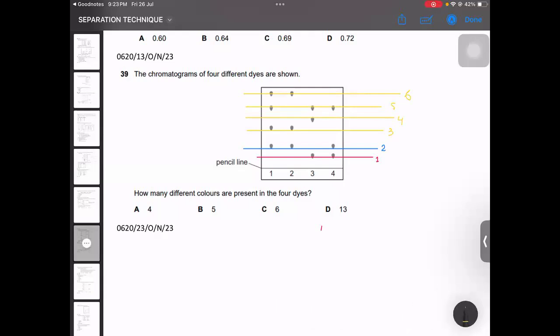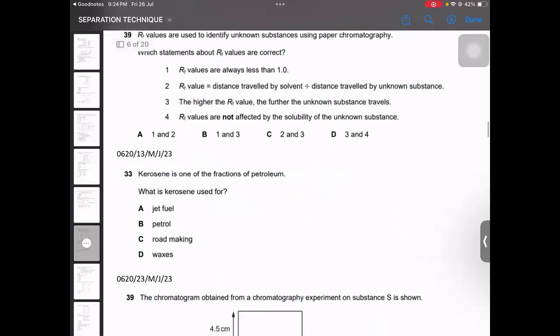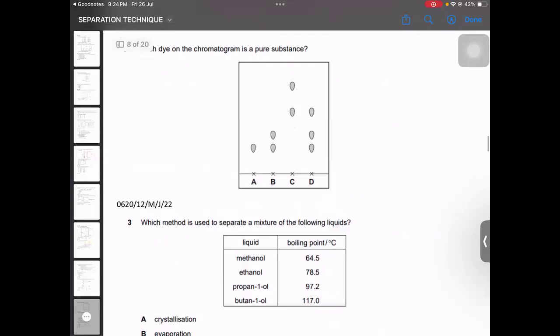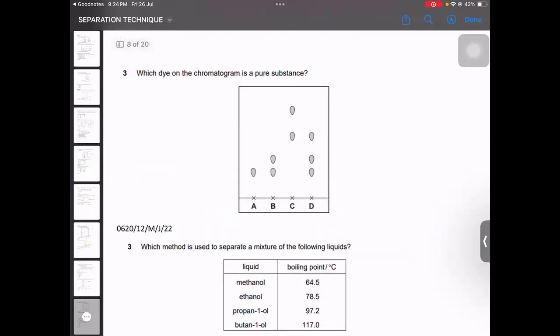Basically, you have to draw the line so that you have an idea whether the spots have the same RF values or not. Otherwise you would be confused about how many colors there are in this particular chromatogram. The same question, obviously I'm skipping it. In these types of questions, you can solve when the paper is in hard copy. But you know how to calculate the RF values, hopefully.